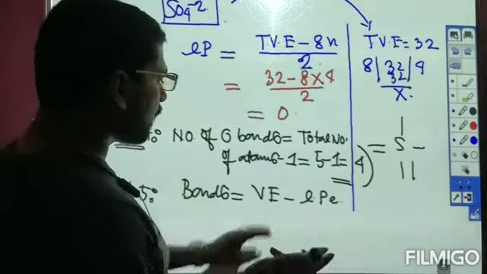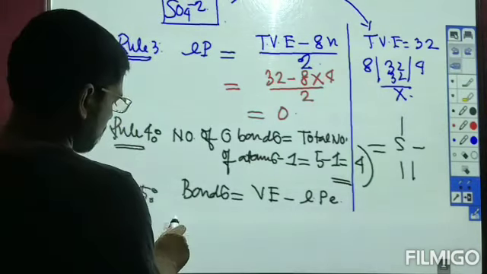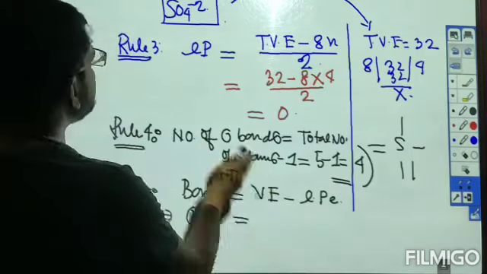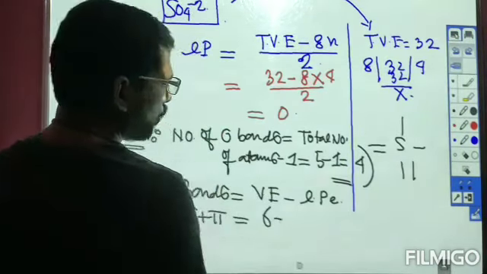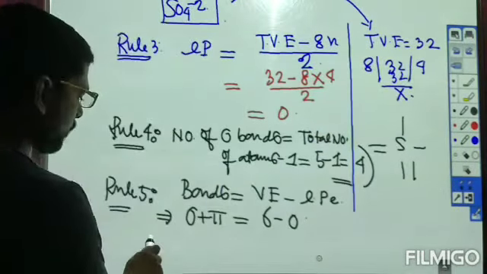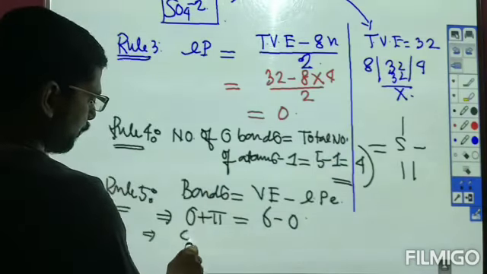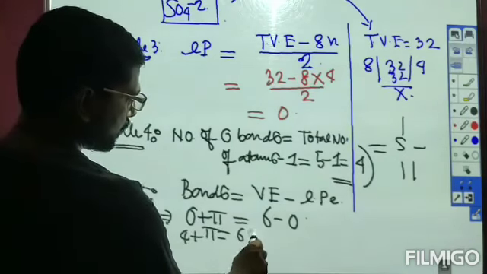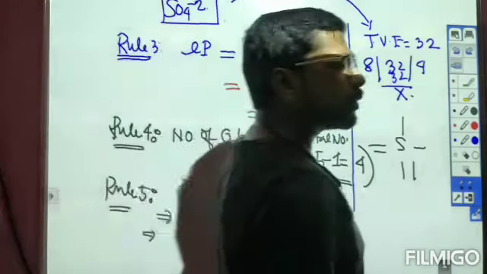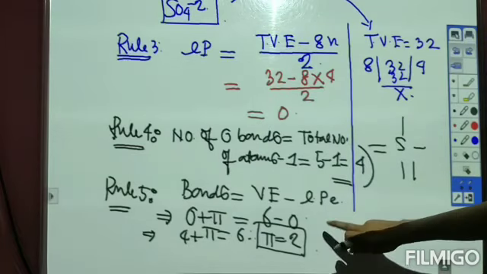So how can we calculate the number of pi bonds in case of SO4 minus 2? See, bonds means sigma plus pi is equal to valence electron, 6, minus lone pair of electron, 0. There is no lone pair of electron. Already we have counted that sigma bonds are 4. So you just put 4 plus pi is equal to 6. So the number of pi bonds will be 2.